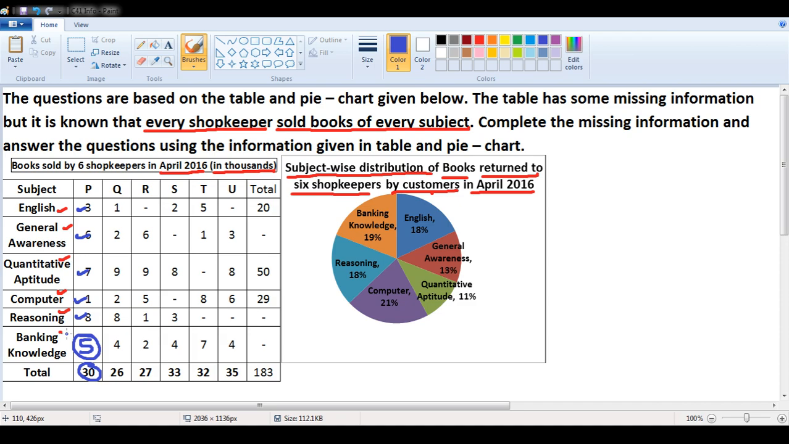Right? This should be remaining 5. If this is 5, add all these things row wise: 5 plus 4, 9, 11, 15, 22 and 26. This should be 26, right? This should be 26. Next, what else can I fill?